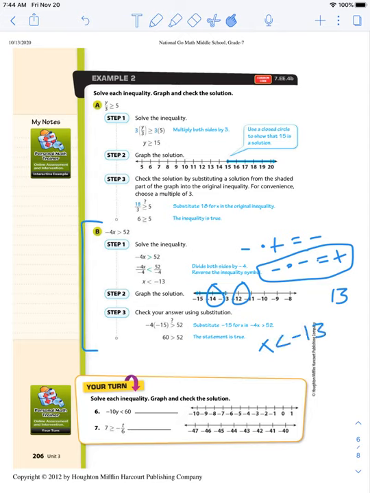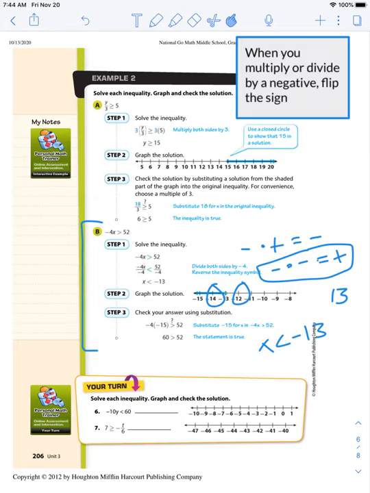So a good thing to write in your notes: flip the sign. If you go back to the other page, it says it's true for a positive that you can do the same thing to both sides, but when you're dealing with a negative, you have to flip the sign. All right, and I went ahead and added that up here if you want to just copy that into your notes. All right, one more example.